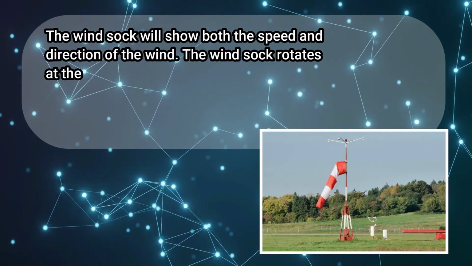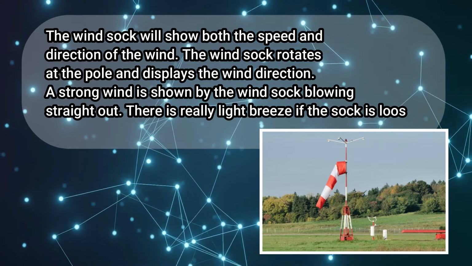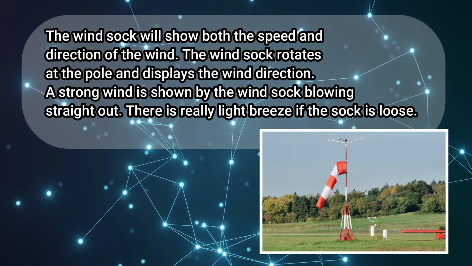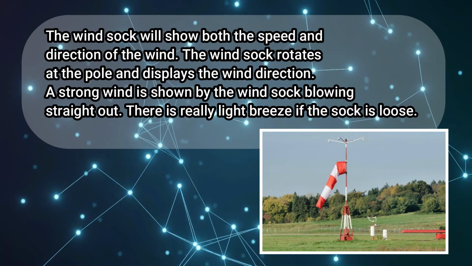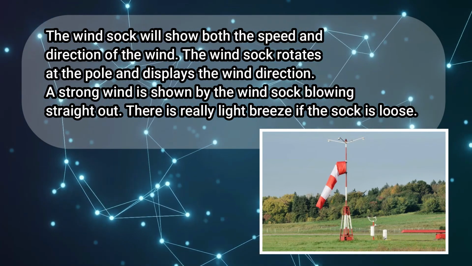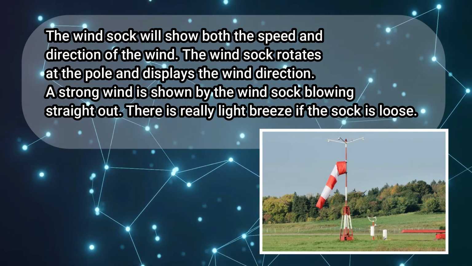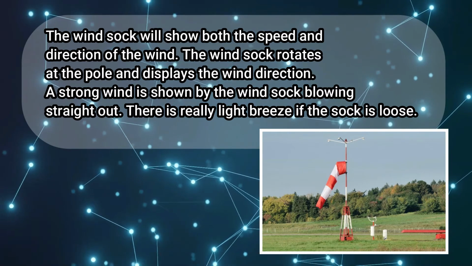The windsock will show both the speed and direction of the wind. The windsock rotates at the pole and displays the wind direction. A strong wind is shown by the windsock blowing straight out. There is a really light breeze if the sock is loose.